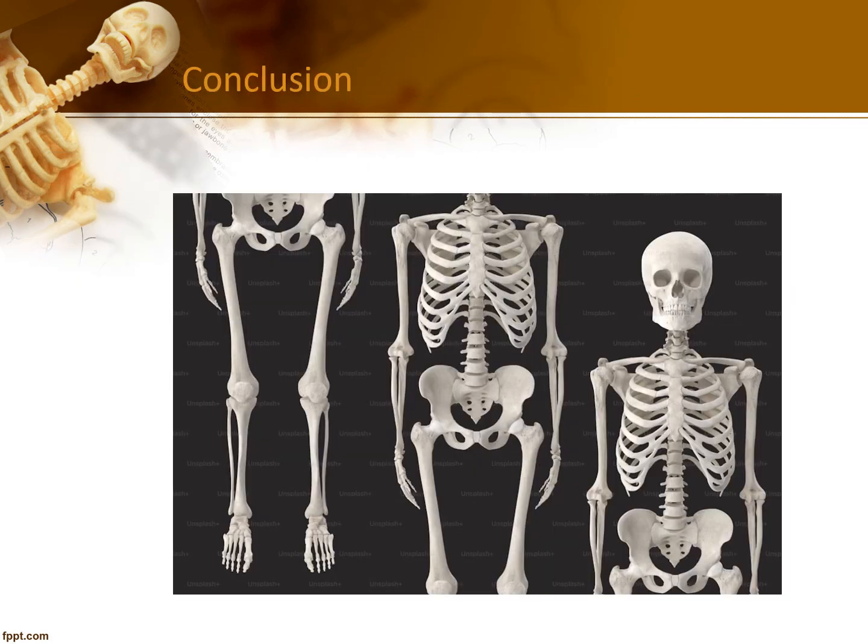Today, we have explored the intricate structure of the human skeleton, from the bones of the skull to the vertebrae of the spine and the ribs of the chest. Remember to review the provided exercises to reinforce your understanding.